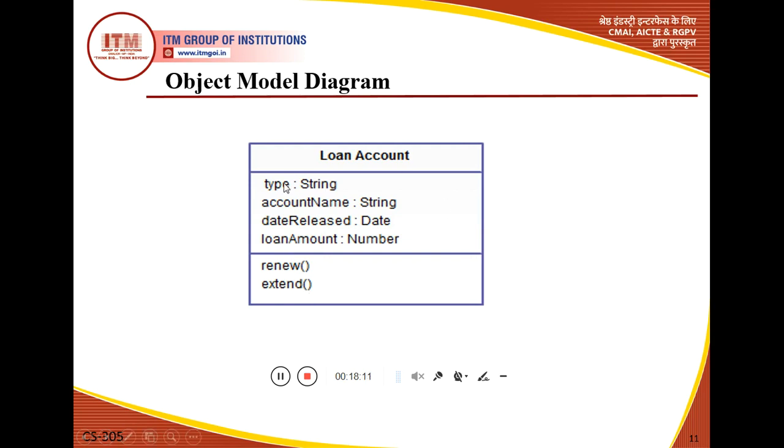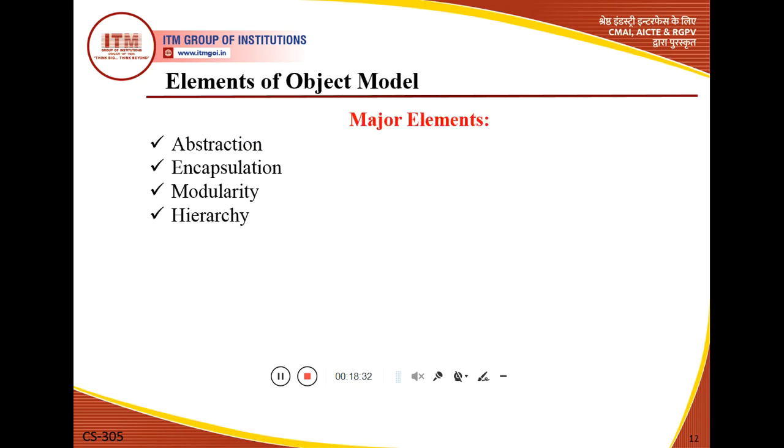So in the object diagram, attributes and functions play a very important role in defining the object diagram, because on the basis of attributes and functions we will define the basic or conceptual logic of our diagram.